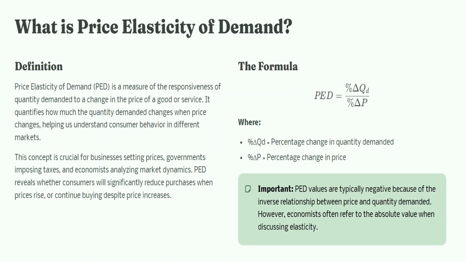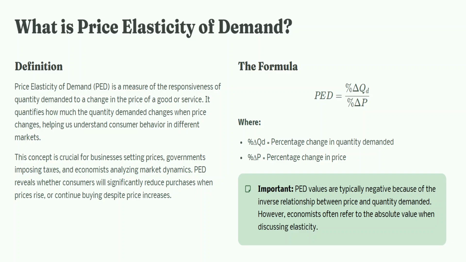Price elasticity of demand (PED) measures the responsiveness of the quantity demanded of a good to a change in its price. In simple terms, it tells how much the quantity demanded stretches or changes when we change the price. The formula for PED is PED equals percentage change in the quantity demanded divided by percentage change in price. Because of the law of demand, an inverse relationship, this number will almost always be negative. However, for simplicity, economists usually look at the absolute value, ignoring the minus sign.